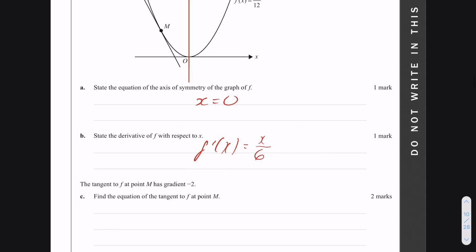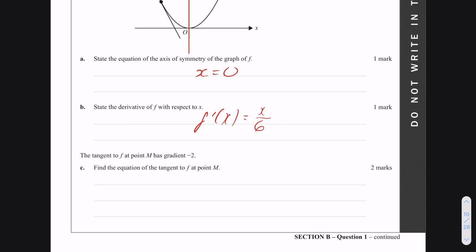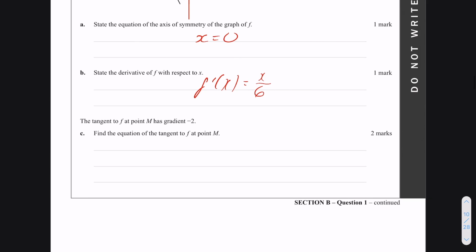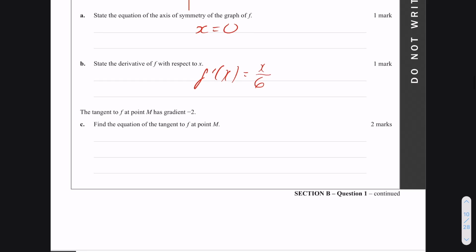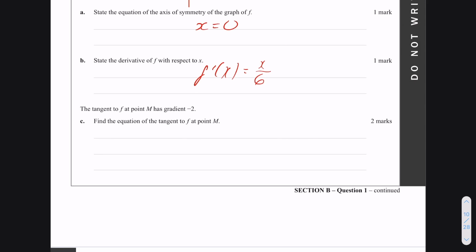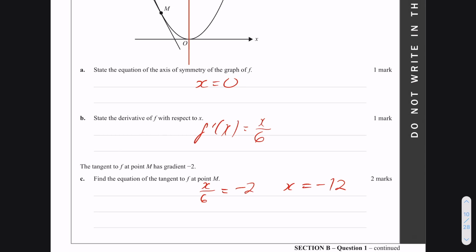The equation of the tangent to f at point M, where it has a gradient of negative 2. So M is where f dash x, or x over 6, is equal to negative 2. So that's at x is negative 12. And at that point, what's the y value, or the f value? That is negative 12 squared, so 144 over 12, which is 12. So y equals 12.